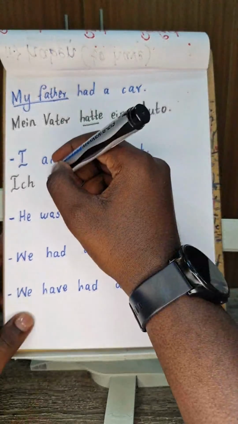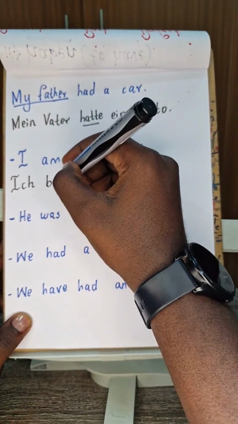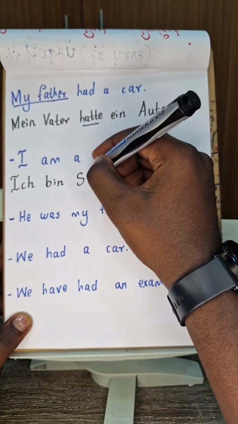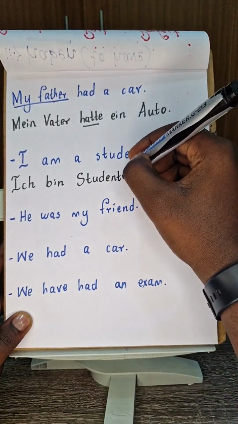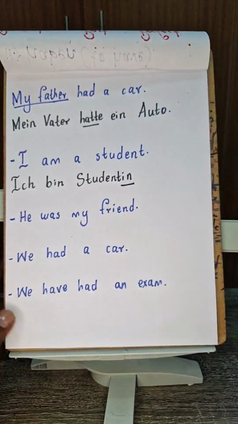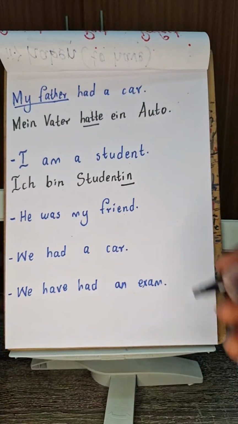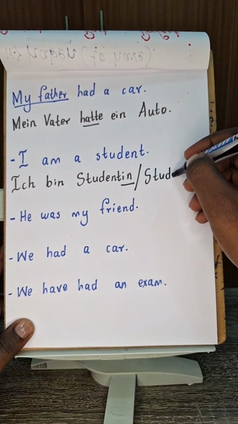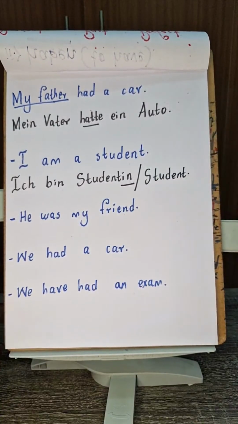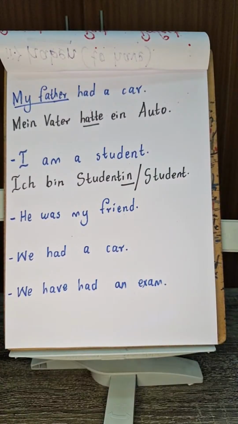So, for example, if it's a lady saying it, you would say Ich bin Studentin. Now, this is if it's a lady, right? And then if it's a male, we would just say Ich bin Student, right? So ich bin Studentin if it's a female, and then ich bin Student if it's a male. All right? Wunderbar, bitteschön.